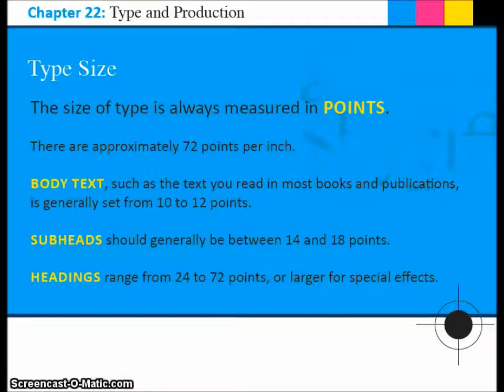Body text, such as the text that you read in books and publications, should be set from 10 to 12 points. Subheads should be 14 to 18 points. Headings should range from 24 to 72 points or larger if you're trying to make a special effect. Just so you know, the body text that you're reading right now is 18 points, which is what you should probably use if you're making a PowerPoint presentation, and you shouldn't use really anything smaller.